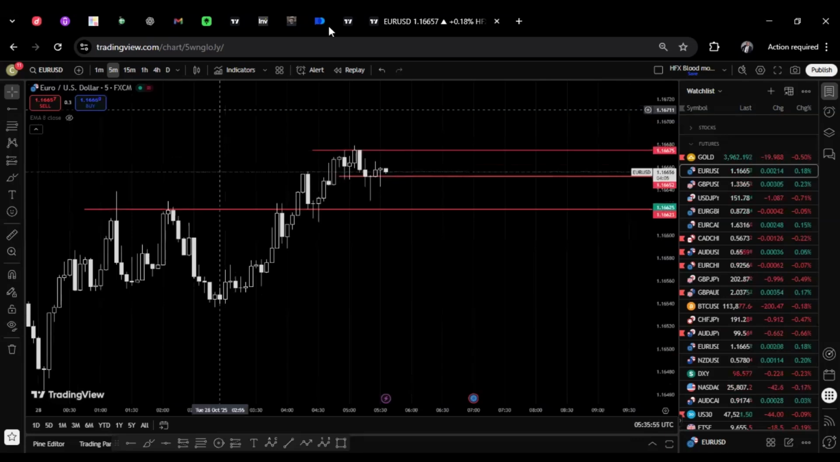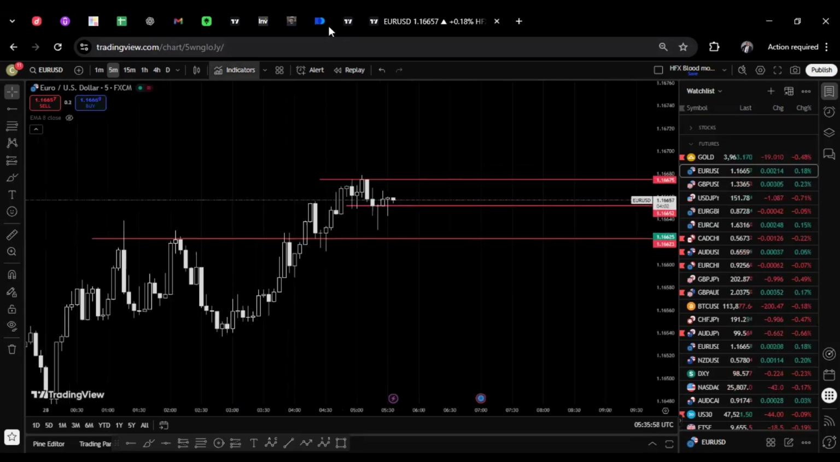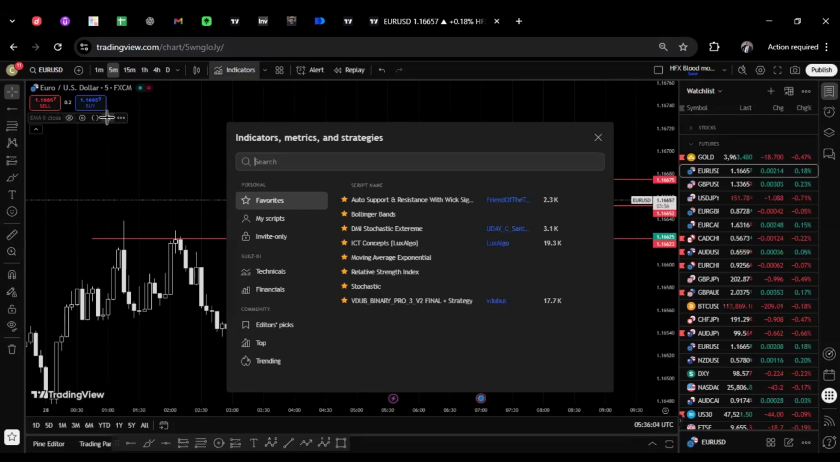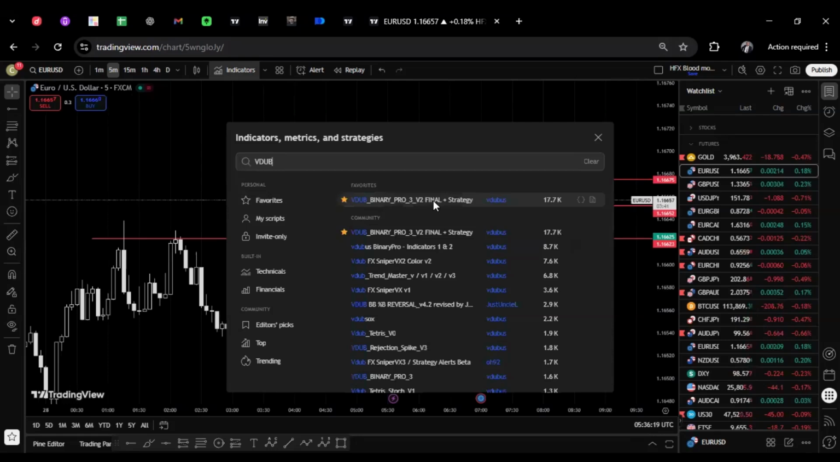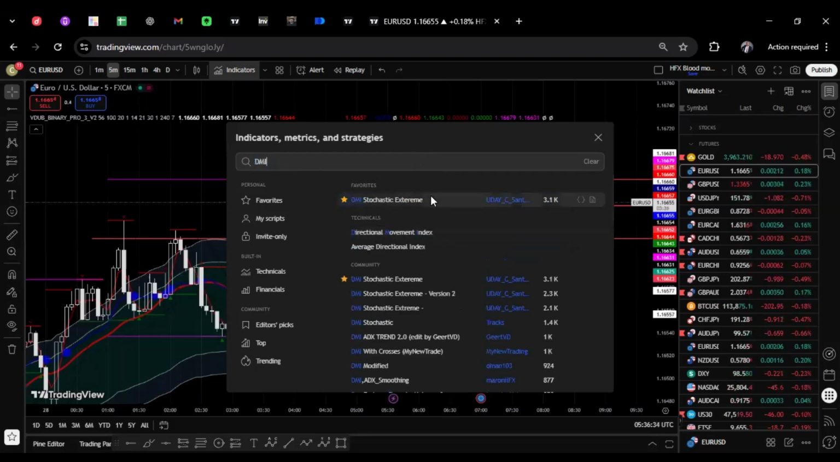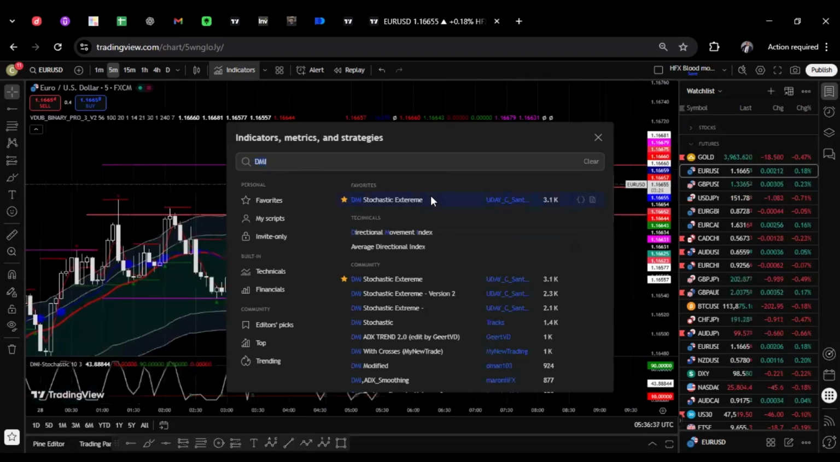Next thing is to have our indicators, right? So the first one we'll be using here is, let me take out this guy over here. The first one we'll be using here is VDOB. Let's say if you don't have it, you can just search VDOB Binary Pro 3, right? This is the first one. Connect is active, right? The second one should be DMI stochastic, right? So we have that as well.